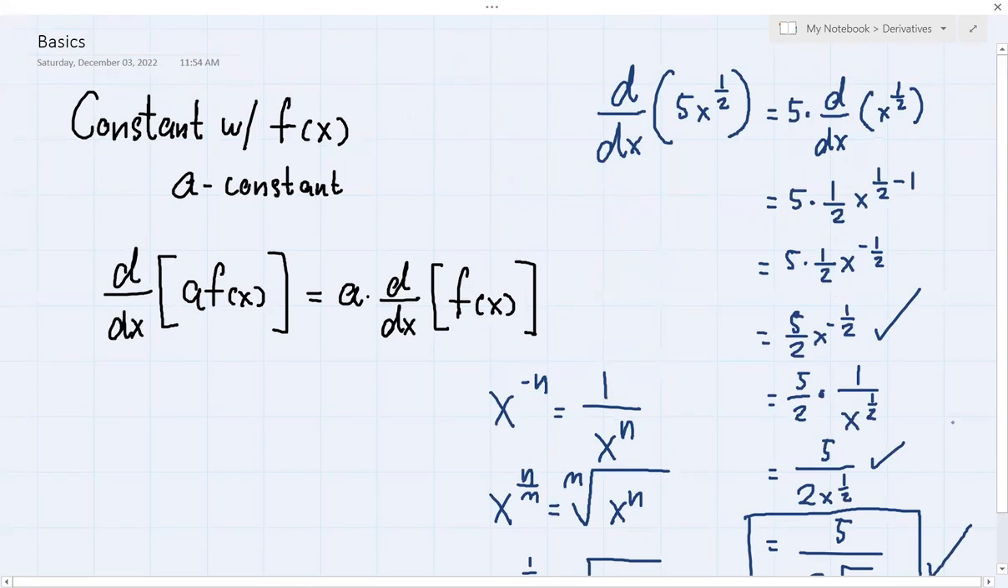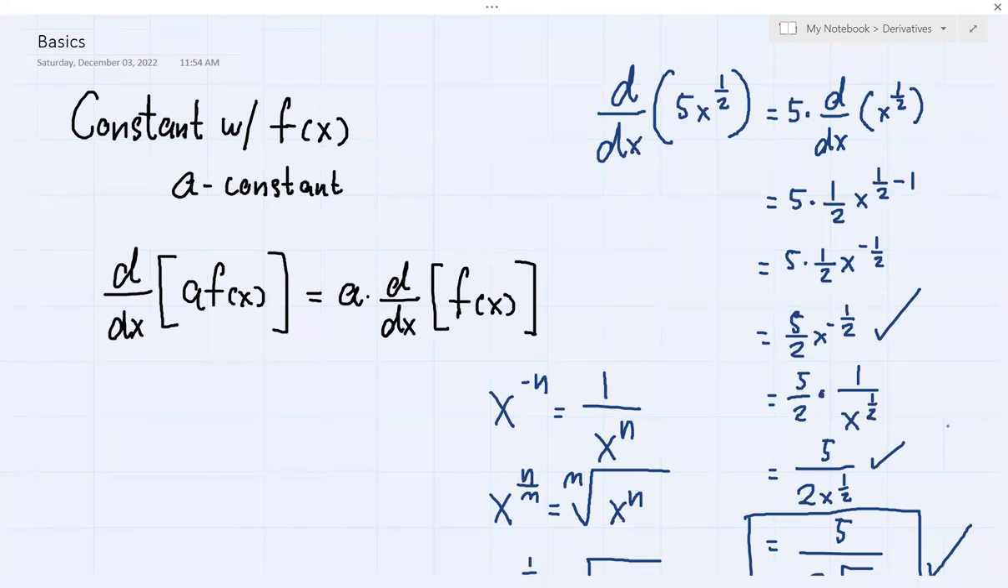Okay? So, overall, nasabi ko na to kanina, if you have a term na may partner na function, then, basically, ikopya mo lang si constant, tapos kunin mo yung derivative ng katabi niyang function. Okay? So, ulitin ko, if you are asked to get the derivative of a term that has a constant with a function, just copy the constant and differentiate the function. Okay? Nakukuha ba? Okay? So, ganun lang yung gagawin ninyo.